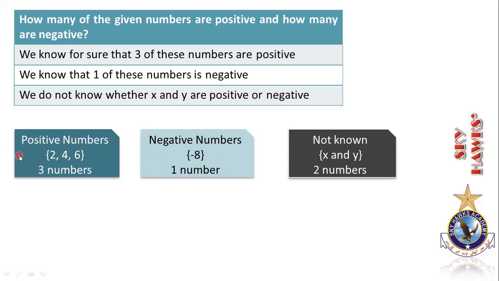Positive numbers are 2, 4, and 6, which is three numbers. And negative numbers are negative 8, which is just one number. And then not known are X and Y, which is two numbers. So this is all about the elements of the given set. We'll have to select at random the two numbers to get the product negative. These are the three positive numbers, the only negative number is minus 8, and we are not sure about these two, X and Y. So we'll have to talk about these two.